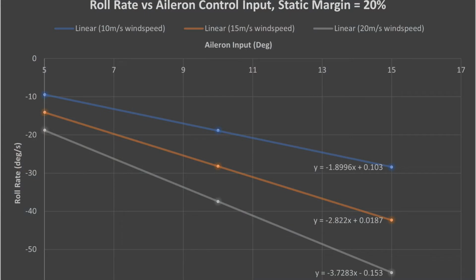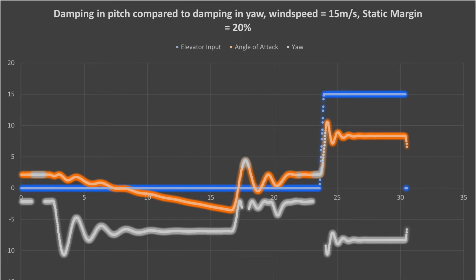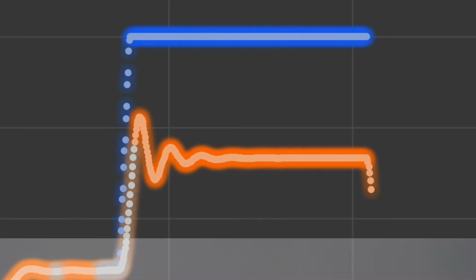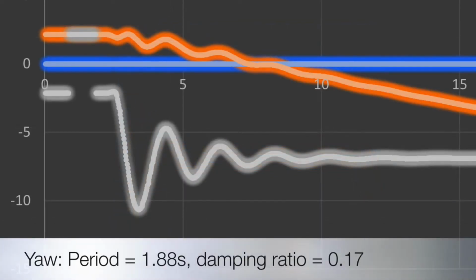The steady roll rate increases with increasing freestream velocity. As such, the aircraft will feel more responsive to roll inputs at higher freestream velocities. The damping in response to rudder input is less in comparison to the elevator input. The time to subside and reach steady state is 3.7 times faster in pitch than in yaw.